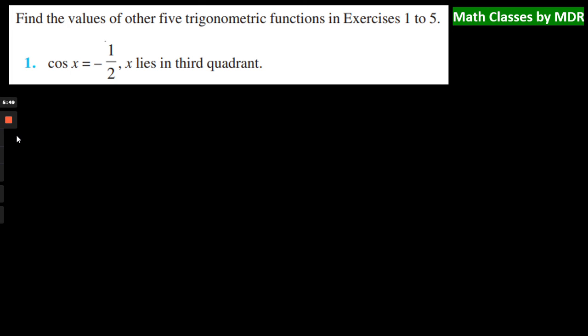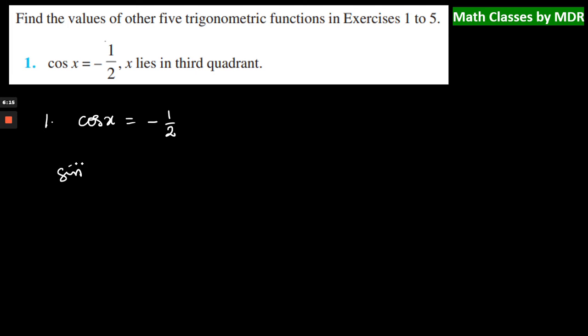Let us see that. Find the values of the other 5 trigonometric functions in exercises 1 to 5. Given that, if you take the first problem, cos x is equal to minus 1 by 2, where x lies in the third quadrant, right? So in the third quadrant, we know that tan is positive. It is given that cos x equals minus 1 by 2.